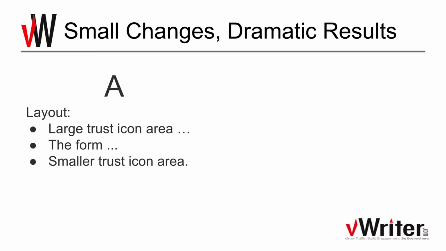Let's have a look at another example. This is about a layout of a page. So it's an example where they had a large trust icon area towards the top. There were two columns on the page. The left-hand column they weren't testing, the right-hand column they were. So this is about the right-hand column. They had a large trust icon area, with various icons that kind of increase somebody's trust in that particular website. Then they had a form where the call to action was based, where they wanted people to take the action, and a smaller trust icon area towards the bottom.